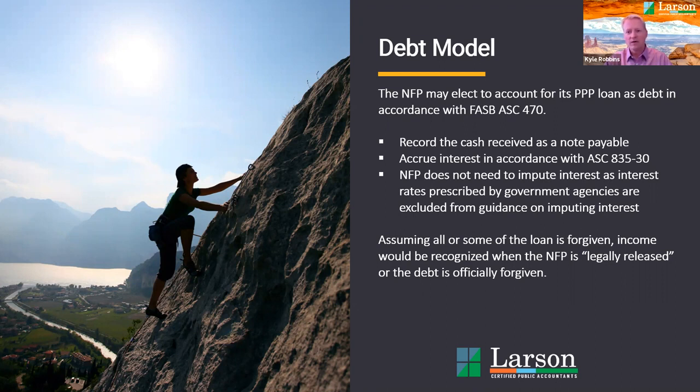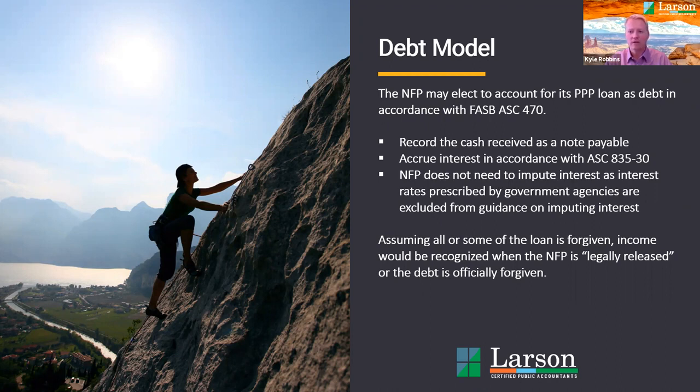One thing to point out though is the nonprofit does not need to impute interest. The PPP loan interest rates are low rates, which could be considered lower than the market rate. However, because the rates are prescribed by a government agency, you're excluded from the guidance on imputing interest. So you do not need to worry about calculating an imputed interest rate. But you do need to accrue the interest based off of the rate that you are receiving in the note agreement.